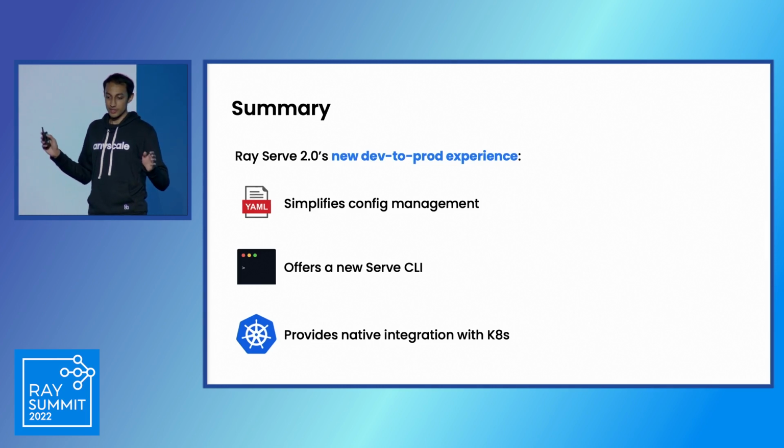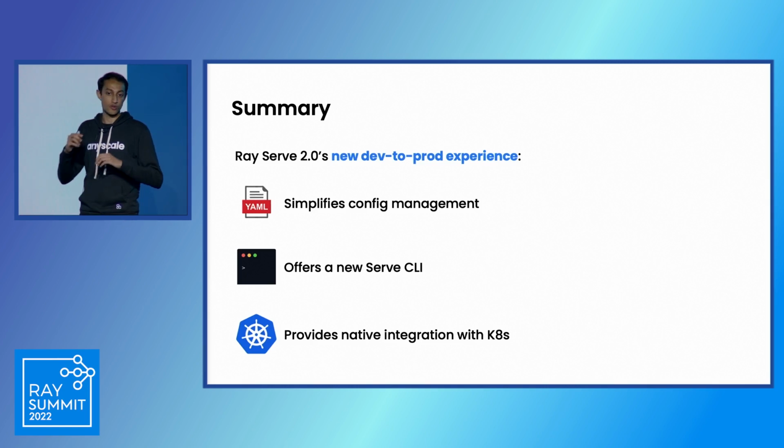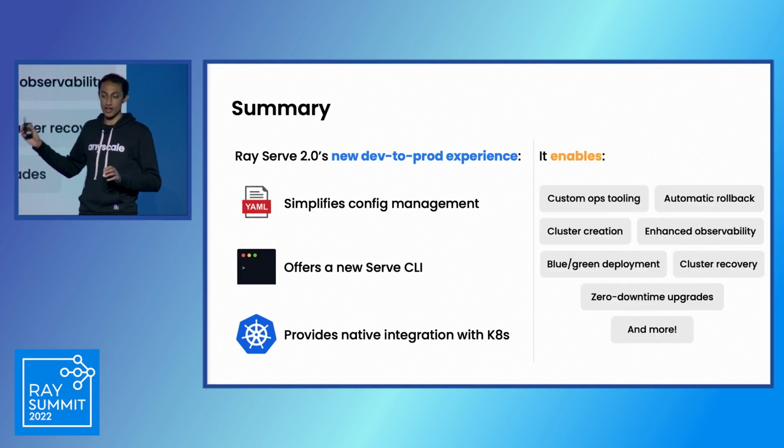So in summary, we talked a lot today about RayServe 2.0's new dev to prod experience. We showed you how you could simplify your config management with this centralized config file. We talked about the new Serve CLI that makes it really easy for you to go from development to production. And we wrapped it up by talking a lot about this native integration between RayServe and Kubernetes. As a reminder, this enables a whole lot of new great features that you can use with RayServe.